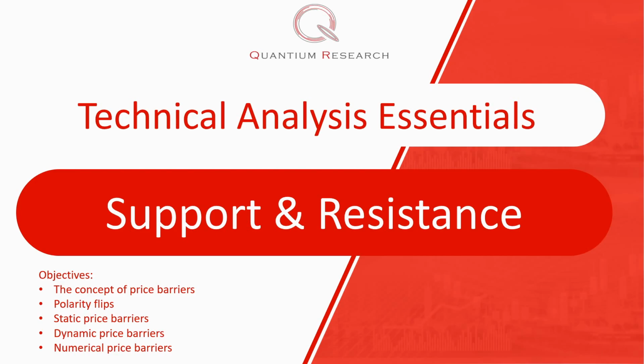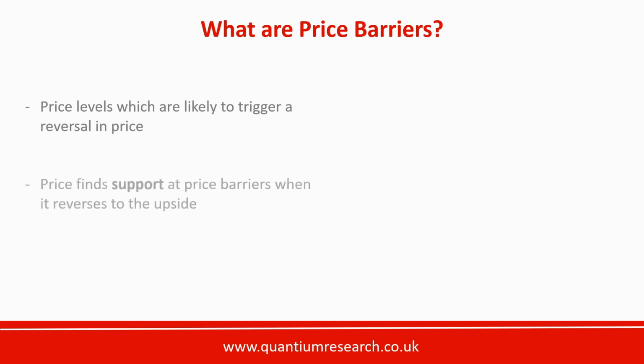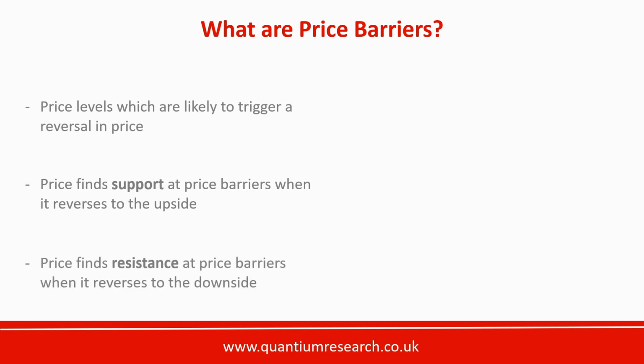So, let's get started. To begin, price barriers are levels in price which are likely to trigger a reversal. Support is when price reverses from above a price barrier to the upside. Resistance is a different one to this. This is when price reverses from below a barrier to the downside because there maybe isn't enough buying pressure, so the asset starts to fall. With support, there maybe isn't enough selling pressure and the buying pressure is greater than this, and that's why the price would reverse to the upside and bounce off this level of support.